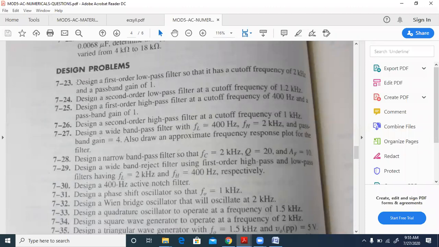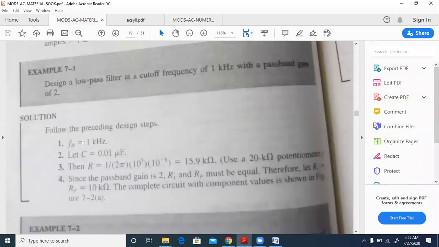So we can go for the design of 7.23. Okay, 7.23 is design of a low pass filter and it has a cutoff frequency of this. So we have here clearly FH is equal to 1 kilohertz. C we need to choose as 0.01 microfarad. Calculate the value of R, right? So now the only change is here, 2 kilohertz. So this value will be C. R will become half because it's coming in the denominator. So it'll just correspond to something like 7.9 kilo ohm. Then that means you can use a 10 kilo ohm pot or potentiometer.